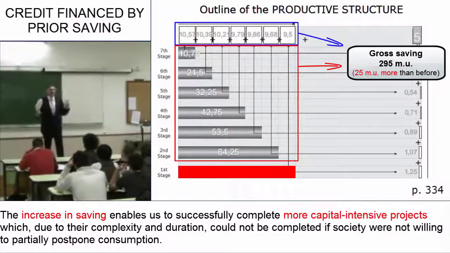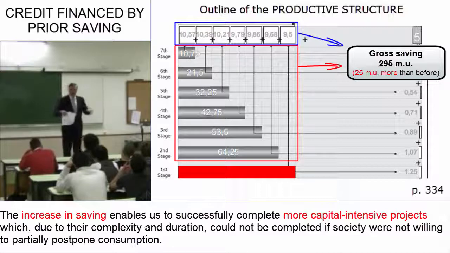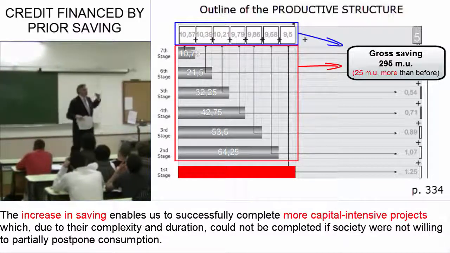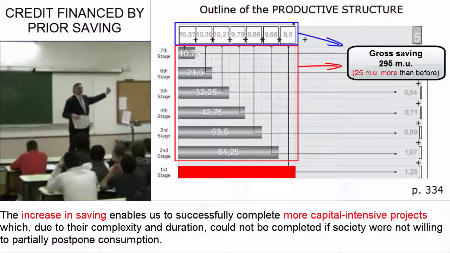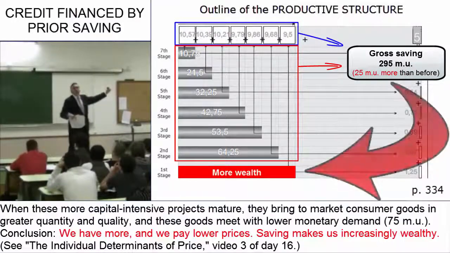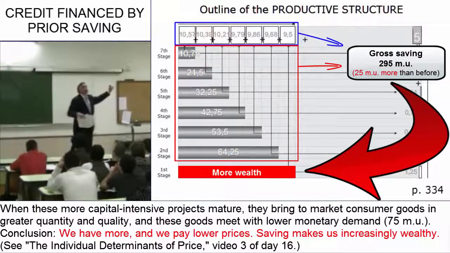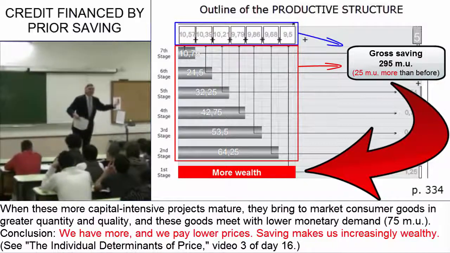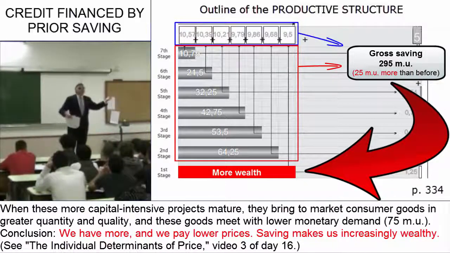An increase in saving means people spend less today on consumption, but that saving is used to finance investment projects which are more capital intensive and complex, take more stages to complete, and when they mature will give rise to a huge increase in the quantity and quality of consumer goods produced. 2, 3, 4, 5 years from now, better and much more plentiful consumer goods will reach the market. And what is more, they will meet with a monetary demand that has dropped to 75 units.